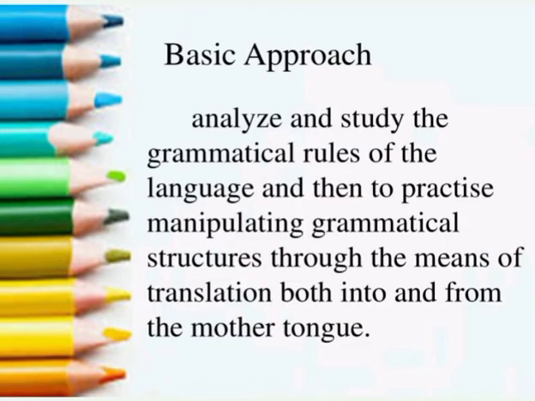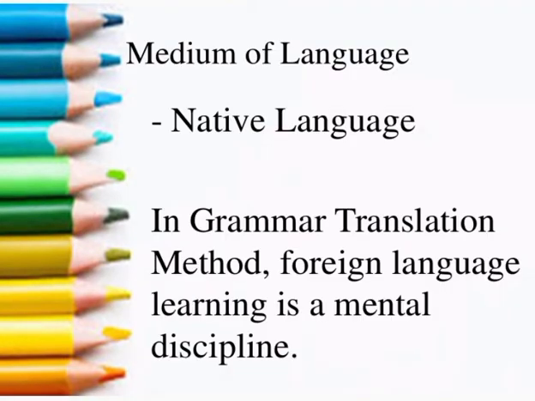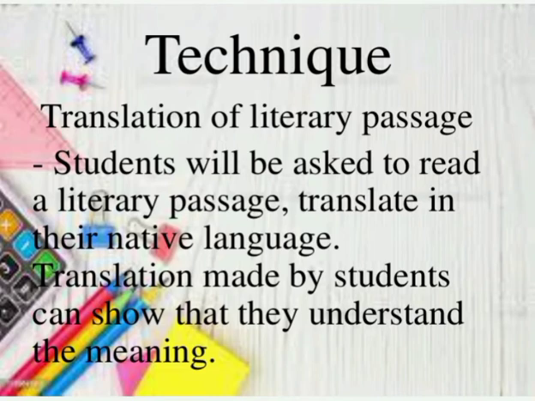Basic approach: analyze and study the grammatical rules of the language and practice manipulating grammatical structures through translating both into and from the mother tongue. Medium of language: use the native language. In the grammar translation method, foreign language learning is a mental discipline. Technique: translation of a literary passage. Students will be asked to read a literary passage and translate it into their native language. Translation made by students can show that they understand the meaning.